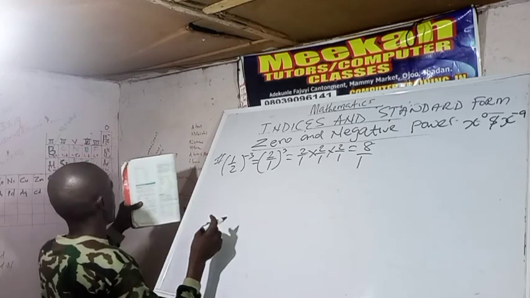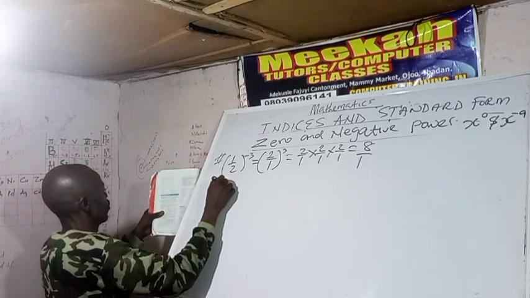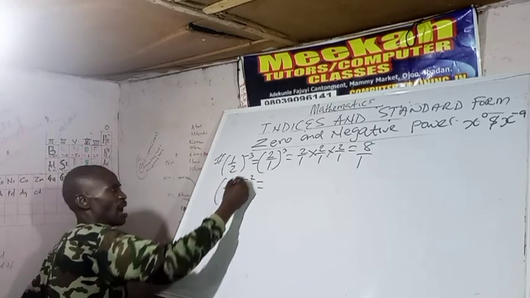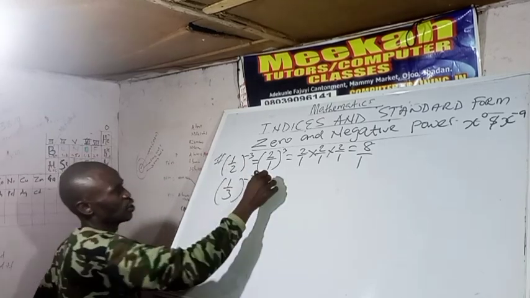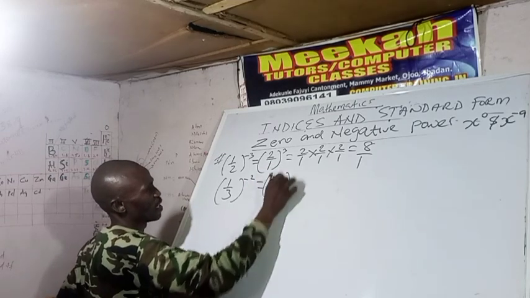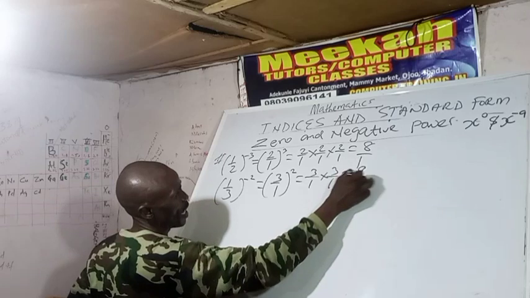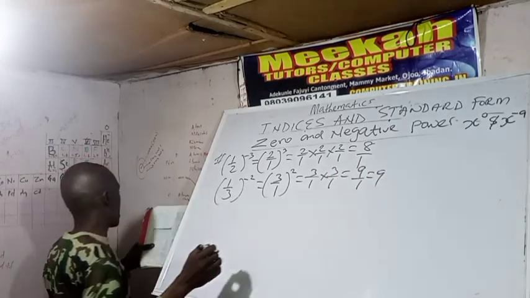Now, let's see another question here. We have 1 over 3 raised to power minus 2. With the minus, we have to reciprocate. So this becomes 3 over 1 raised to power 2. 3 over 1 times 3 over 1. What do you have? 9 over 1, the same thing as 9.